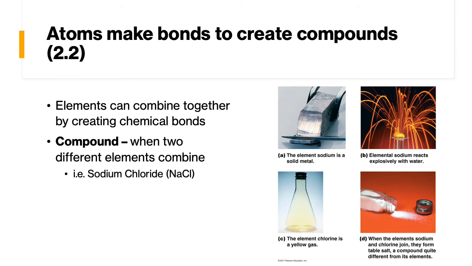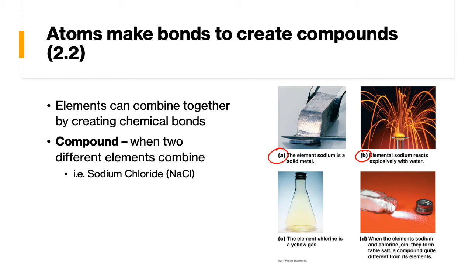So in general, elements of different types can come together by creating chemical bonds. Oftentimes when elements make bonds, they can be very different in terms of their properties. To give you an example is this figure here, where we have the element sodium, and pure sodium itself is actually a solid metal. And it's very, very reactive. If you put water on sodium, it literally will explode, as shown in figure B here. So it's very reactive with water.